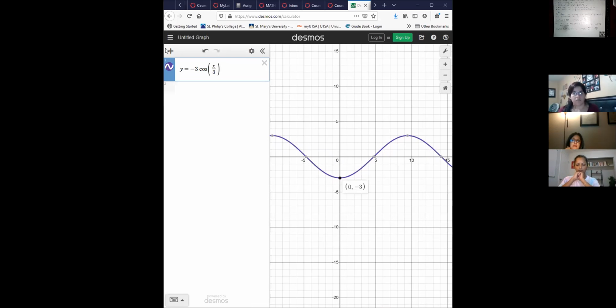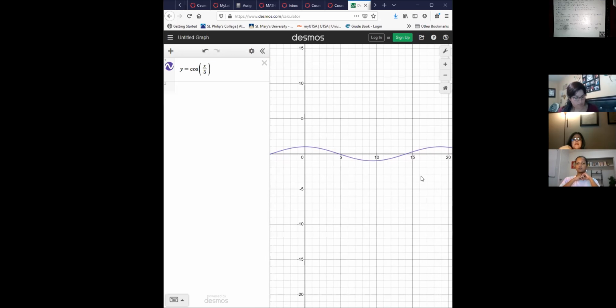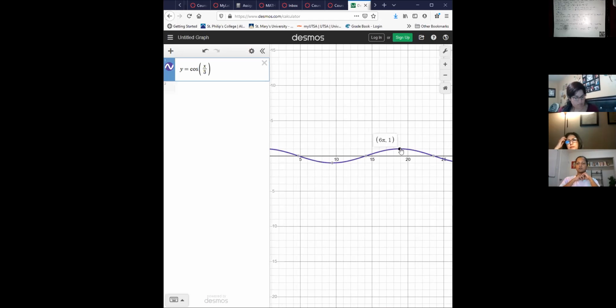So now let me get rid of this 3 so we can compare it to the original. Originally, it repeated at 2 pi, right? Here's 3 pi. It still hasn't repeated, has it? Six pi. Repeats finally at 6 pi. So it's 3 times slower. So the period was 6 pi, right? Instead of 2 pi.